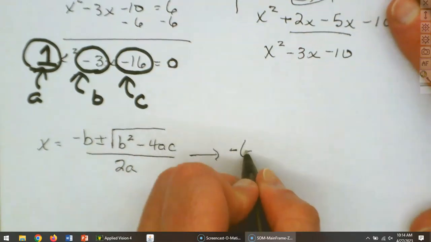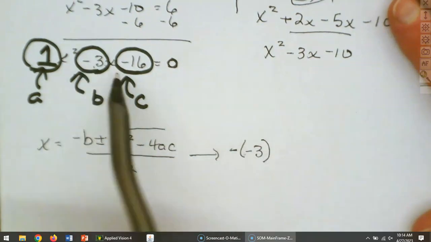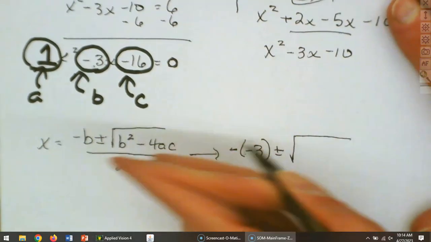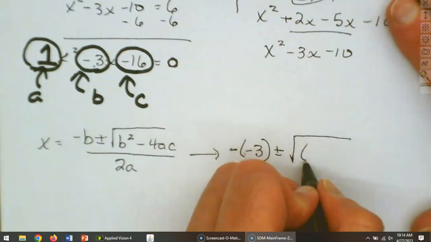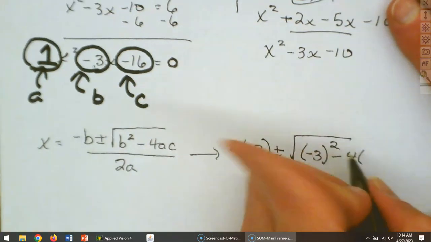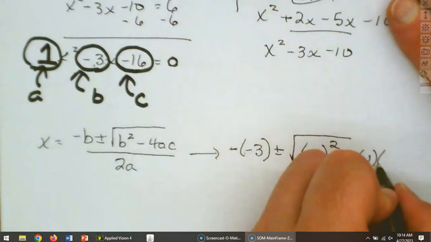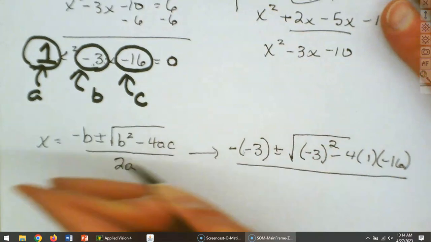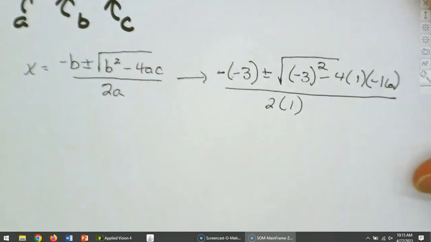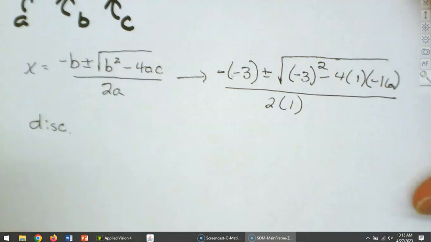And that is then a negative of a negative 3. So watch your signs. This is where students make a mistake, is here. Negative of negative. And we've got a plus or minus b squared, so that's a minus 3 squared minus 4 times a, which is 1, times c, which is a negative 16, all over 2 times 1. Work with your discriminant.